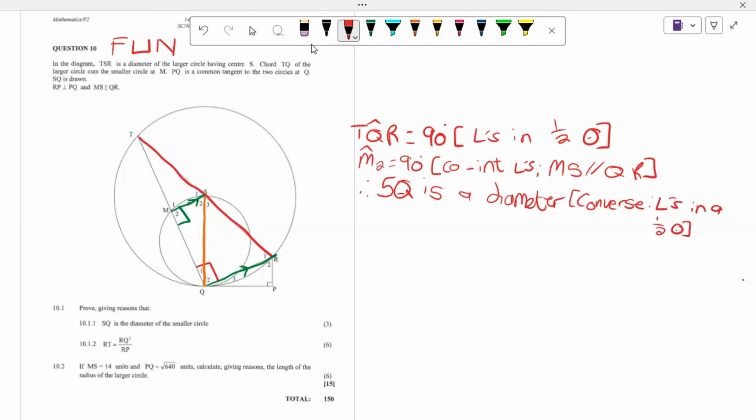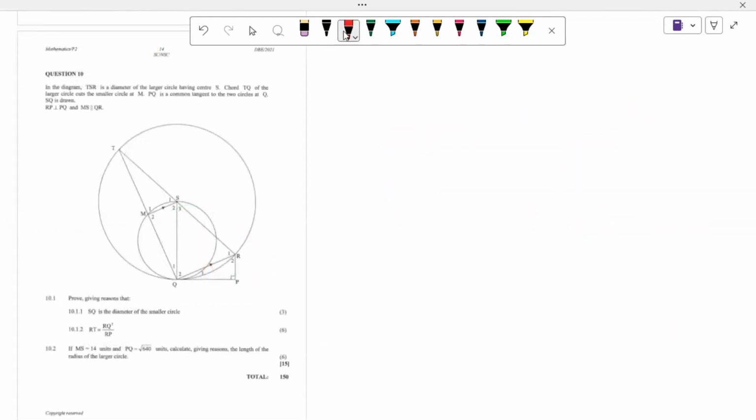Or even, because we have different reasons, another person could say it's the converse of angles subtended by a diameter. That's still a correct reason. So even here we could just say angle subtended by a diameter. Right, so already we see they are awarding 6 marks.